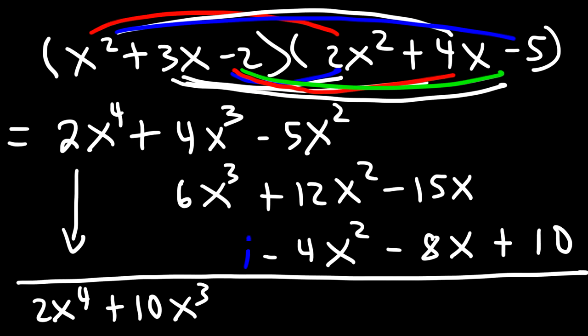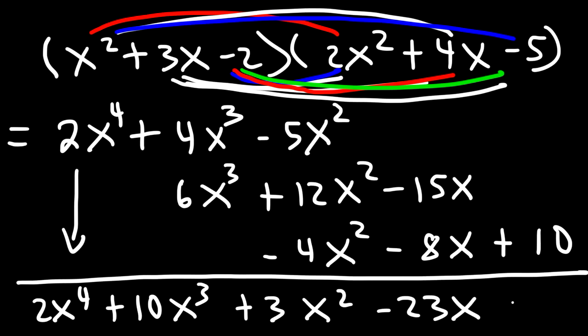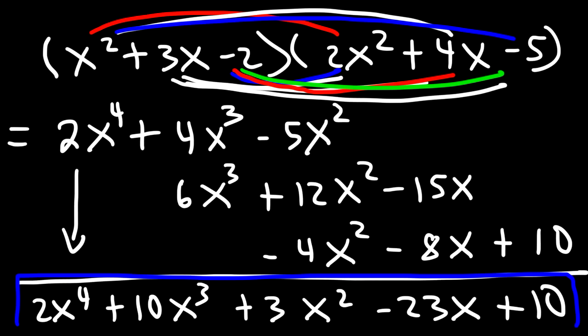And now we need to add these three. Negative 5 plus 12, that's positive 7. 7 plus negative 4 is positive 3. So this is going to be positive 3x squared. And then negative 15 plus negative 8, that's negative 23. And so this is the answer: 2x to the 4th power plus 10x cubed plus 3x squared minus 23x plus 10.